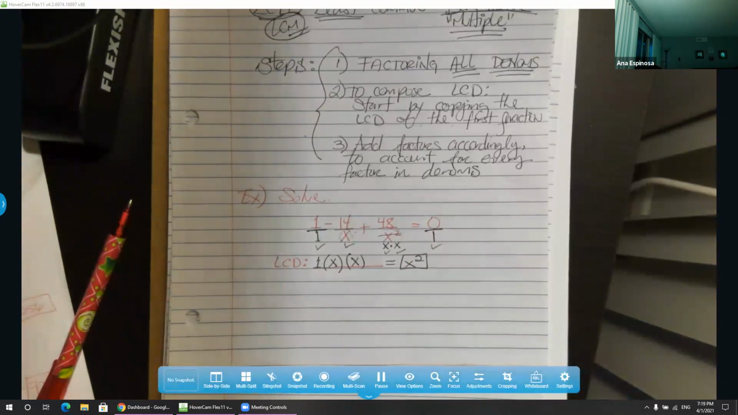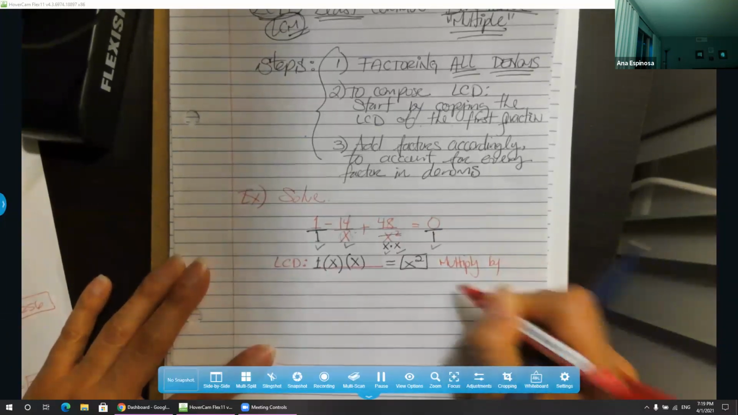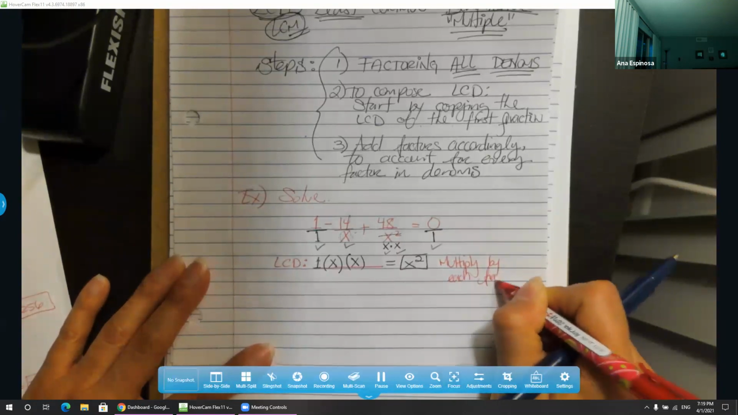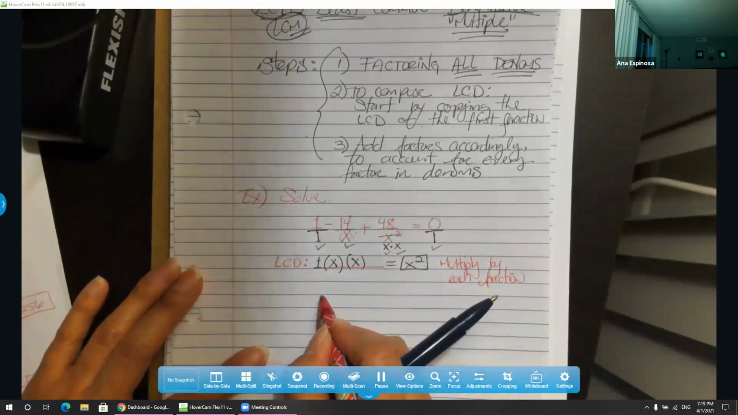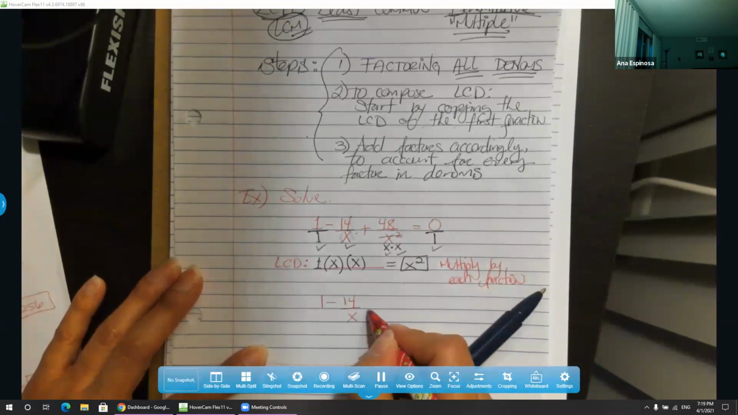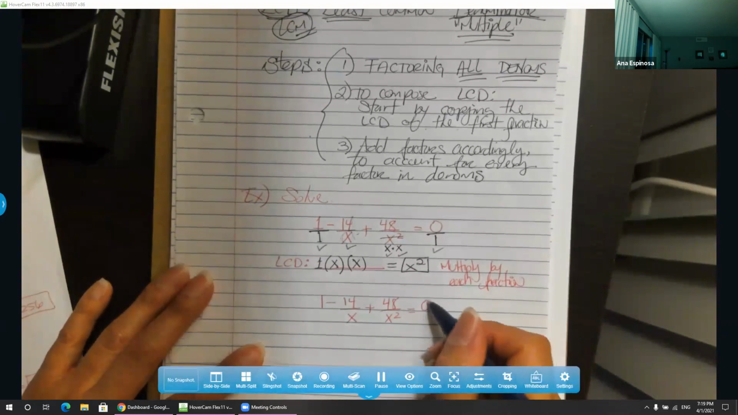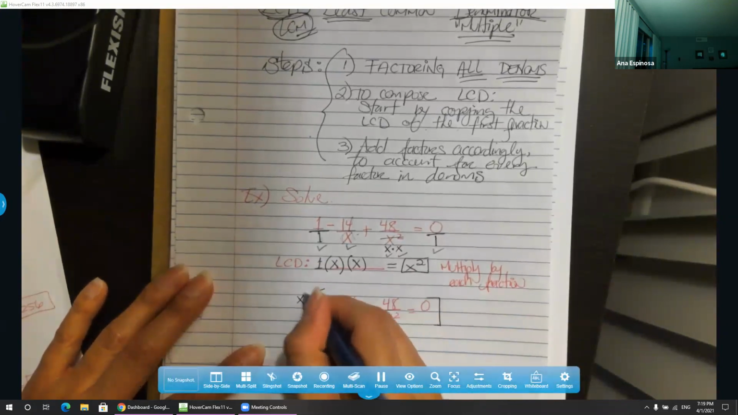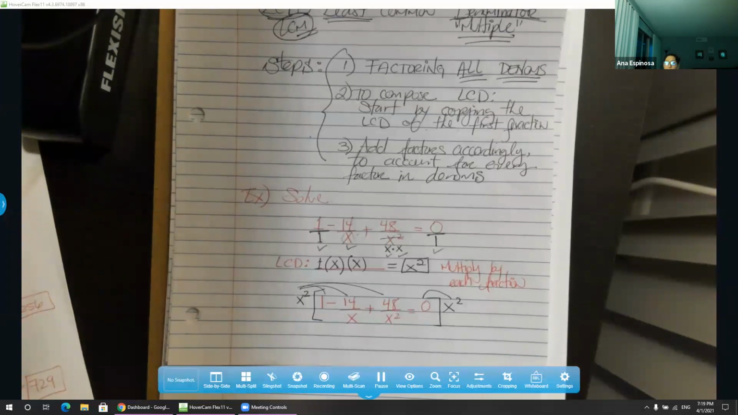Okay, so what you do now is you're going to multiply by each fraction. Okay, so I'm going to rewrite this at the bottom. 1 minus 14x plus 48 over x squared equals 0. And I'm going to take my LCD and multiply it by every single fraction I see. Okay, all the denominators should disappear. Again, if they don't, you either multiplied incorrectly or do not have the correct LCD.